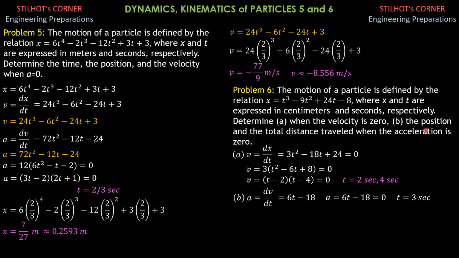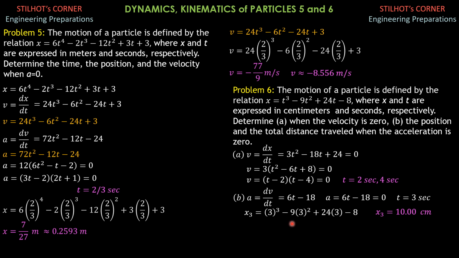We then compute the position x sub 3 when time is 3 seconds, going back to this expression here. So x3 is equal to 3 cubed minus 9 times 3 squared plus 24 times 3 minus 8. So x sub 3 is equal to 10.00 centimeters.